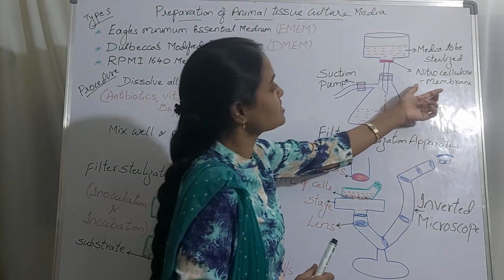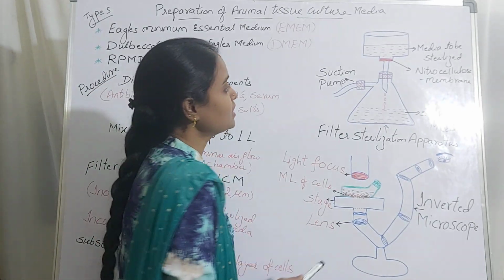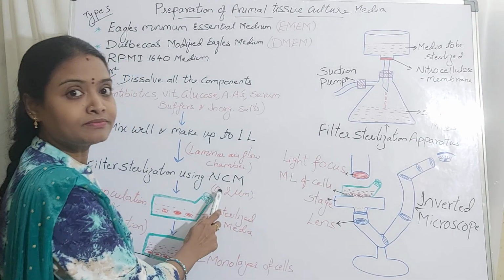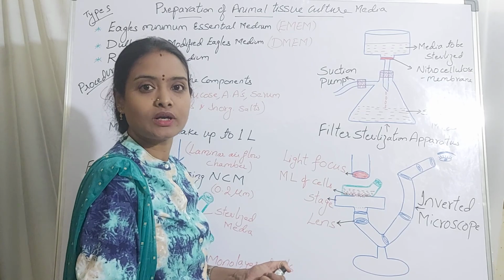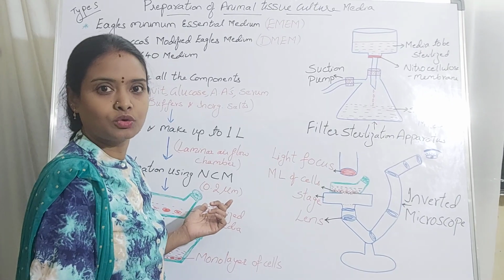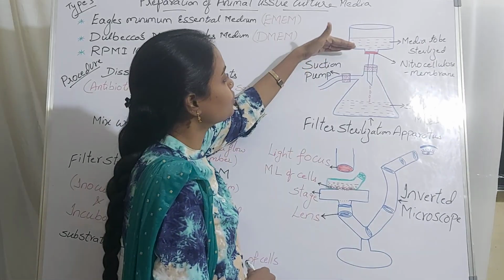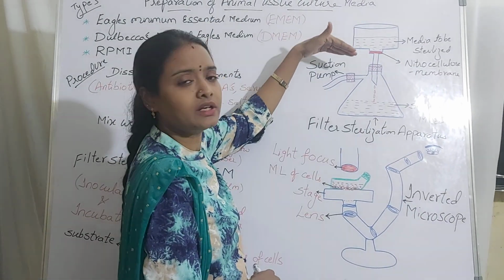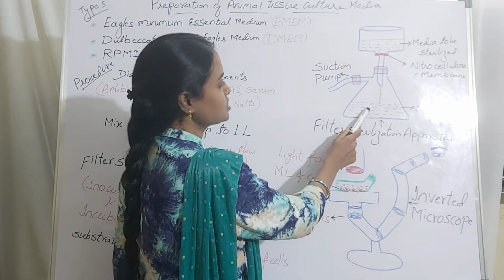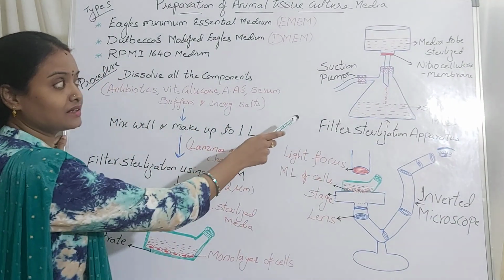What is the pore size of the nitrocellulose membrane? It is 0.2 micrometers, right? Why are we using this pore size? Because it is the size of the smallest bacteria. When you pass the media through this nitrocellulose membrane, you can filter out all the bacteria, fungi or any other contaminants, right? So now you get the sterilized media. Everything is done in the laminar airflow.